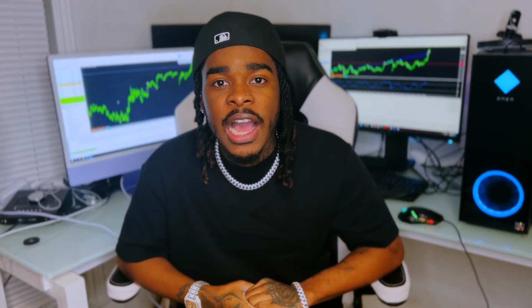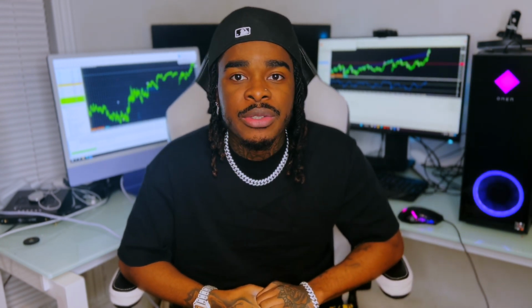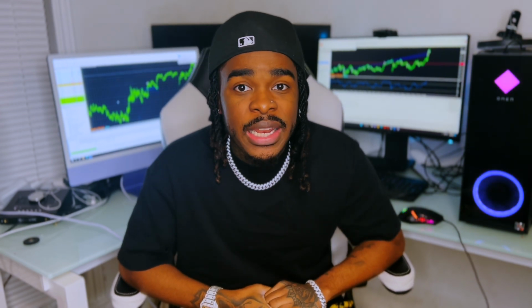So as you guys can see, this bot can be very profitable for you if you use it the right way. A lot of people don't understand that when you're using robots, you have to use them in certain market conditions. And if you use them in the right market conditions every single time, then they're going to be winning and printing you money every single day, guys.